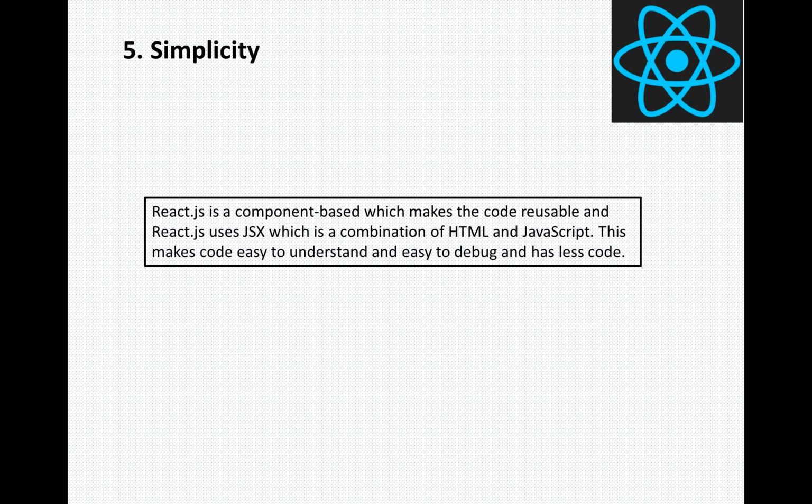The fifth one is simplicity. React JS is component based, which makes the code reusable, and React JS uses JSX, which is a combination of HTML and JavaScript. This makes code easy to understand and easy to debug, as there is less code. You can reuse the component for everything. Let's suppose I have a drop down, text box or button. You create the control as a reusable component and reuse it in 50 or 100 places where I need a drop down. I would use that single component across the application. That's reusability, one example.